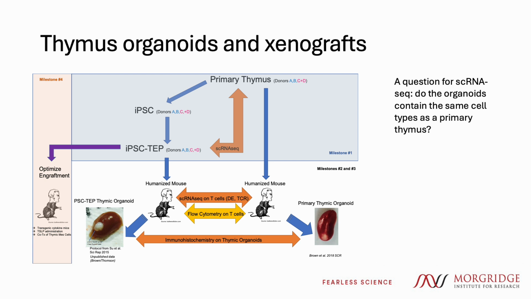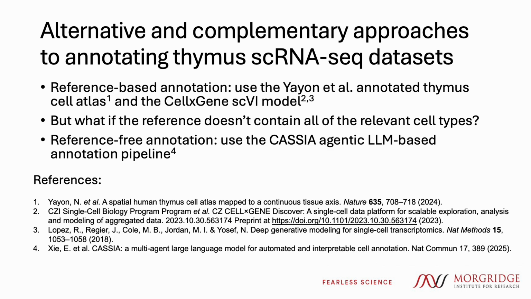in the thymus. We are evaluating two alternative and potentially complementary approaches to cell type annotation. One is reference-based, utilizing an extensive annotated thymus cell atlas and a deep learning model trained by a selects gene known as scVI. The other is reference-free, utilizing ChISA, an agentic LLM-based tool developed by the Kinziorski lab at UW-Madison.